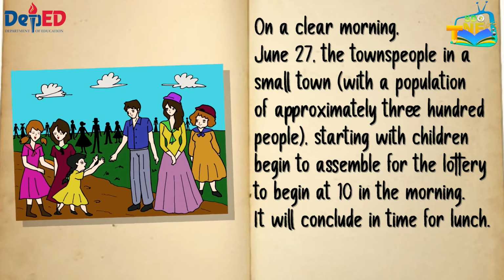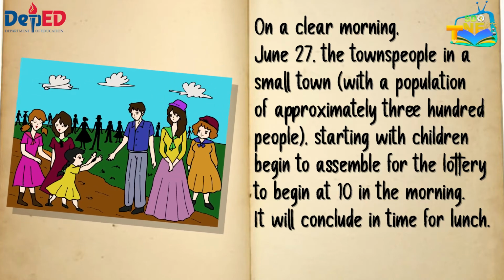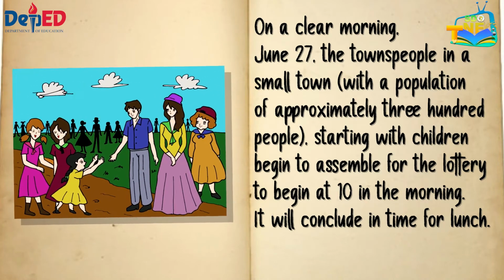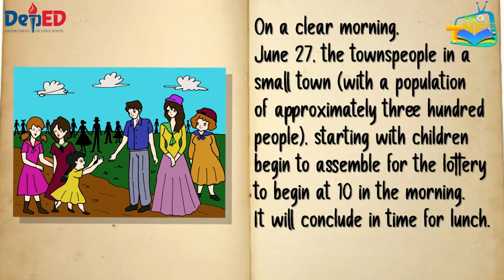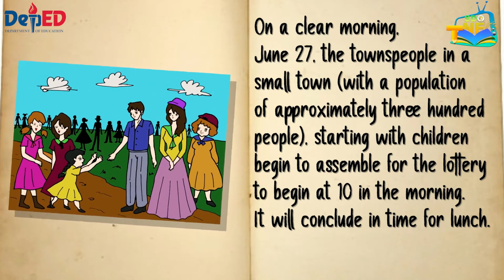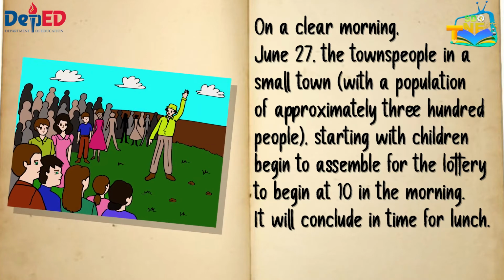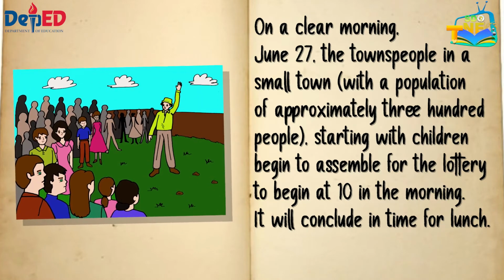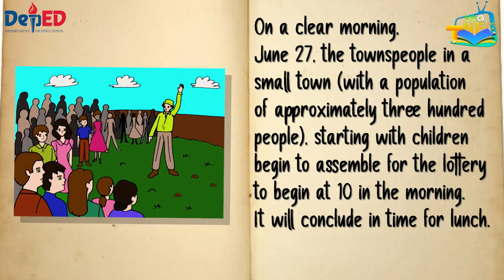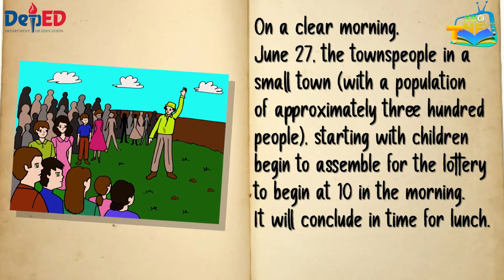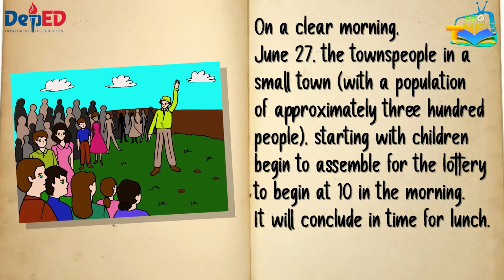On a clear morning, June 27, the townspeople in a small town with a population of approximately 300 people, starting with children, begin to assemble for the lottery to begin at 10 in the morning. It will conclude in time for lunch.